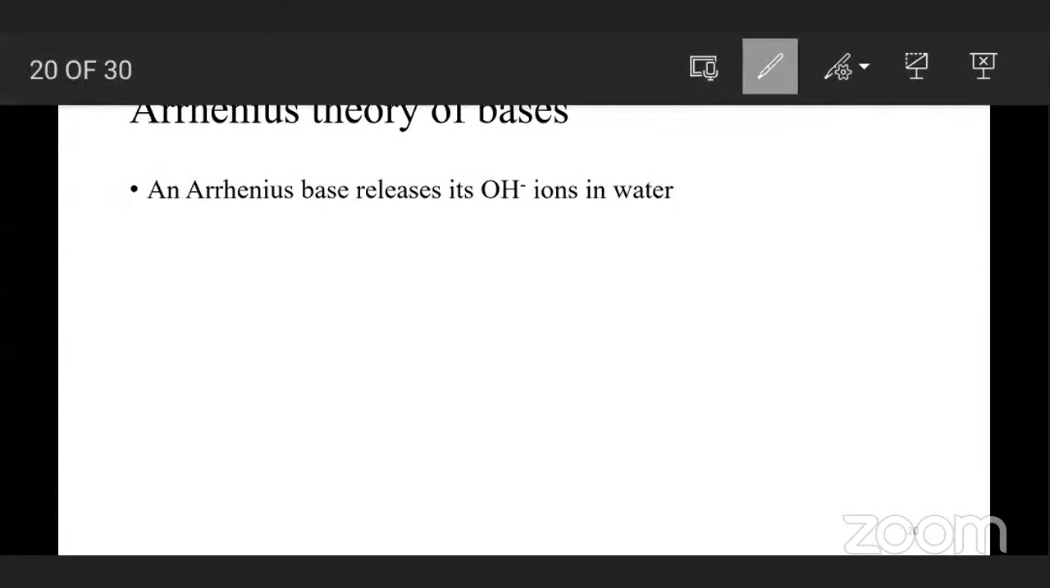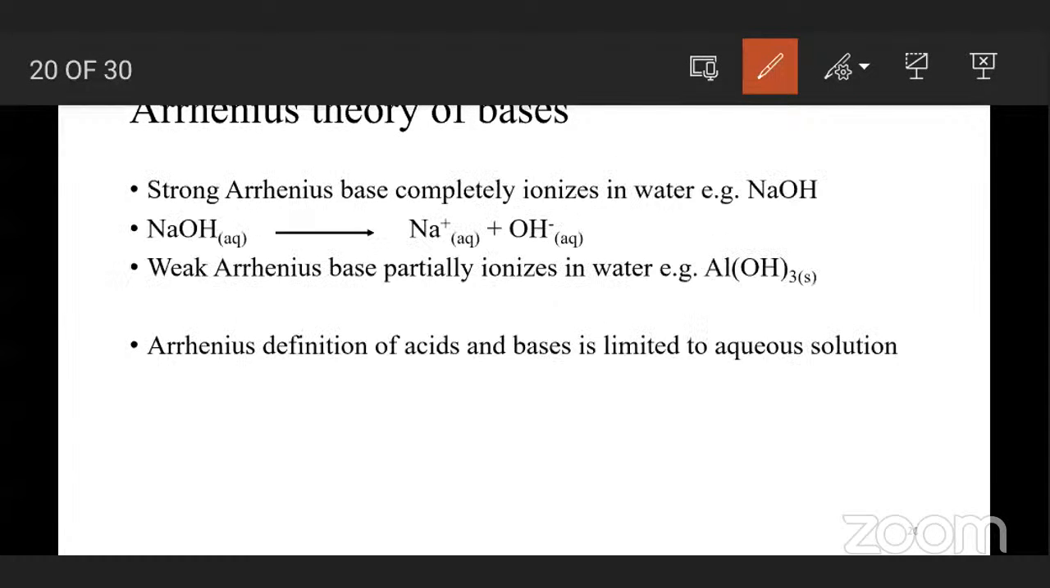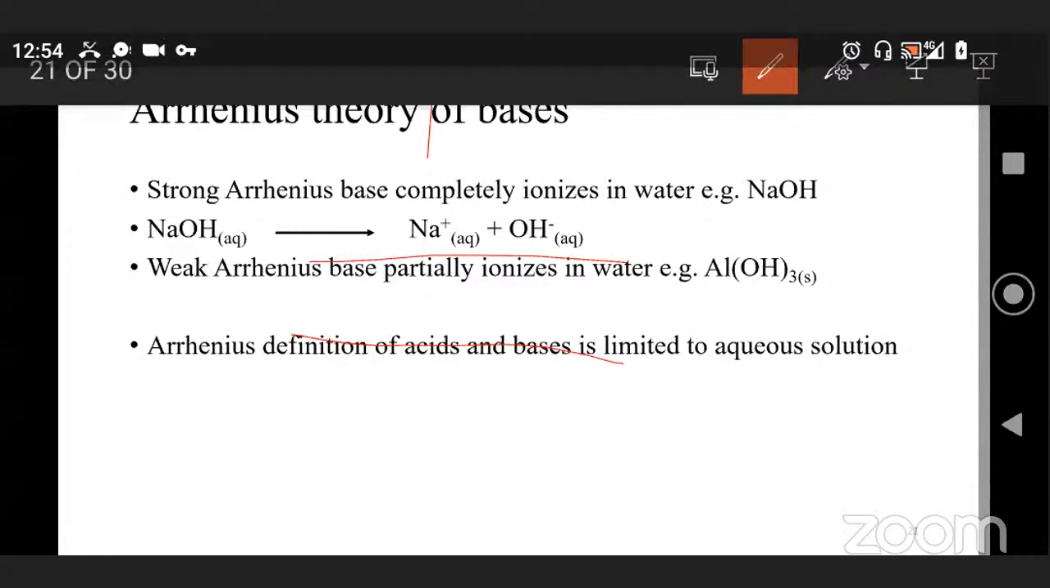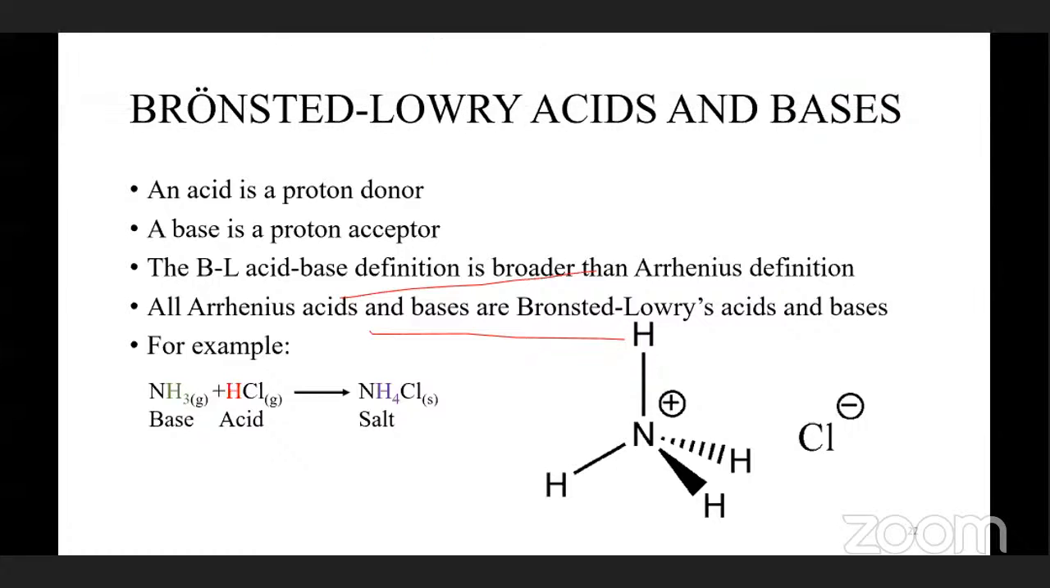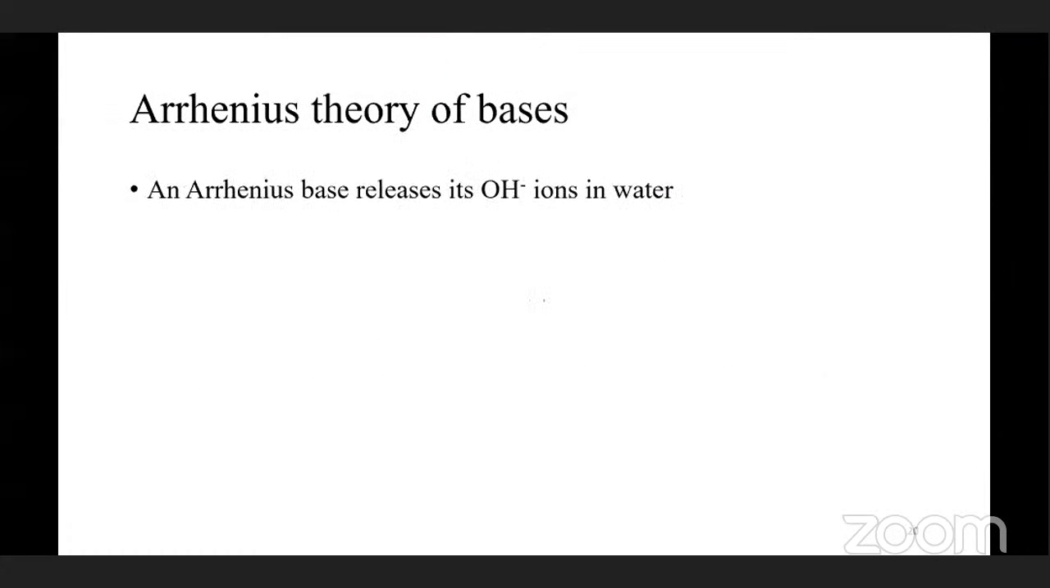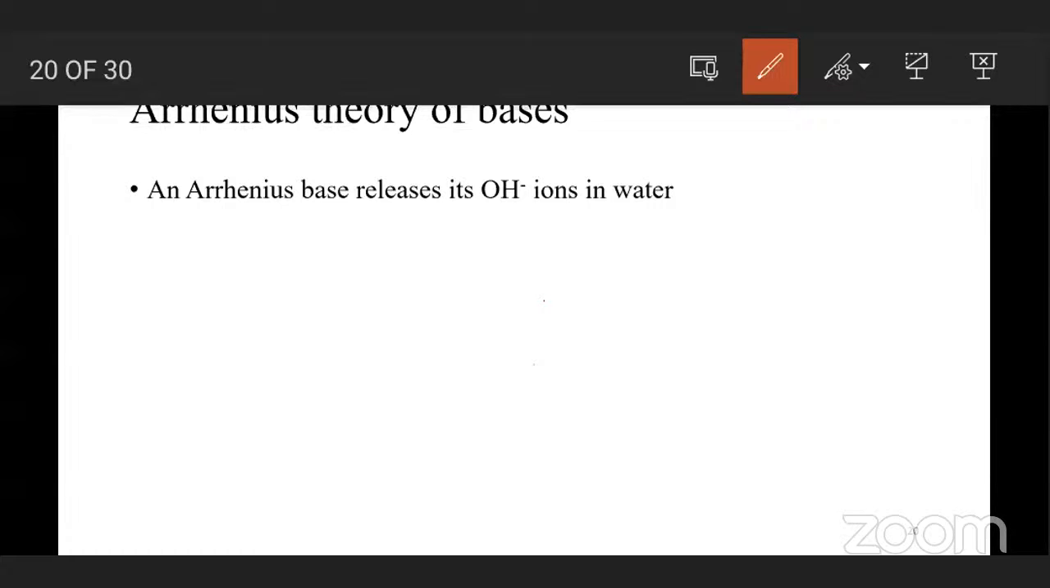Okay, let us look at Arrhenius' theory of a base. How did Arrhenius define a base? Just very briefly, we'll look at that. So Arrhenius defined a base as a compound that can release hydroxide ions in solution. That is, if you take the base and put it in water or into solution, it should be able to release the hydroxide ions. That is the definition of Arrhenius concerning the bases.